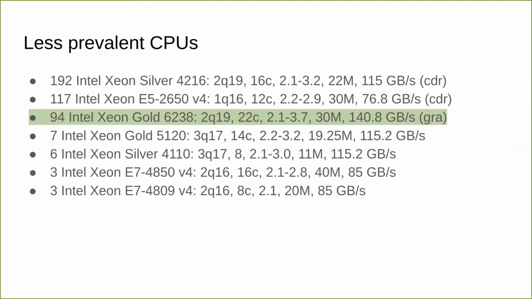We also have smaller numbers of other things. I just picked out in green the newer generation nodes that are on Graham.